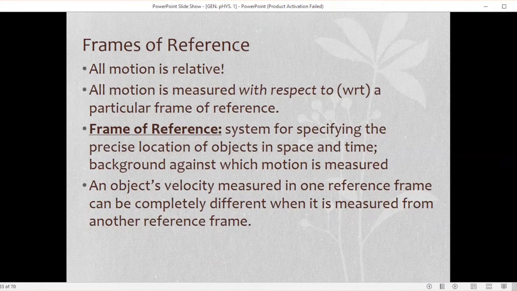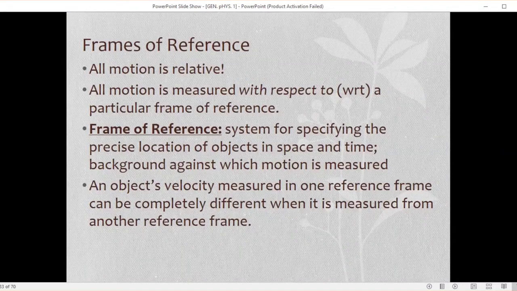That all motion is measured with respect to a particular frame of reference. When we say frame of reference, it is a system for specifying the precise location of an object in space and time, the background against which motion is measured. An object's velocity measured in one reference frame can be completely different when measured from another reference frame.